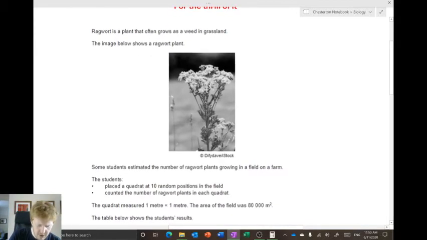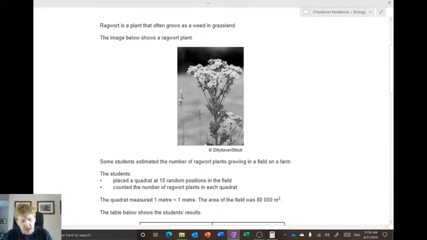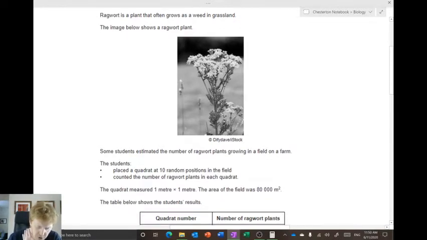So for the heck of it. All right, so let's try this other question then. Ragwort is a plant that often grows as a weed in grassland. The image below shows a ragwort plant.